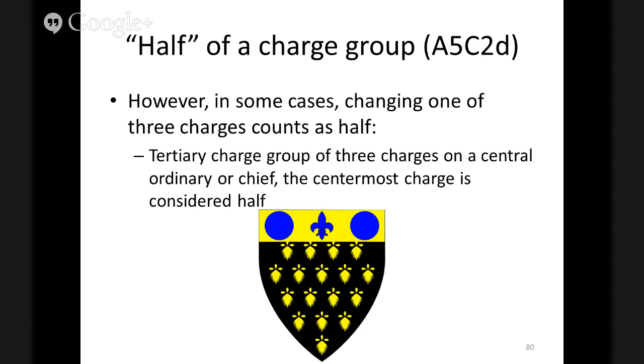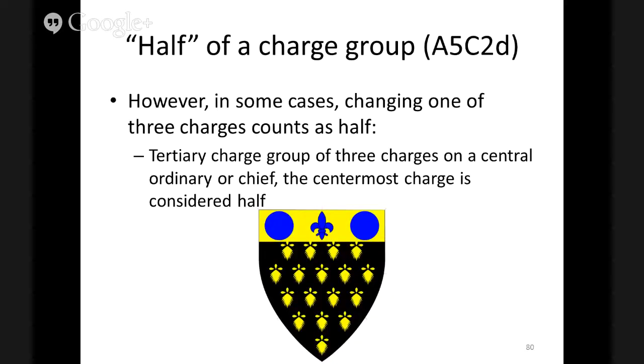So that's a pale on a chief, or you say two roundels and a fleur-de-lis vert? Yeah, I would say... sorry, azure. I would say a fleur-de-lis between two roundels, that's the way I would do it. But changing something about that fleur-de-lis would count as changing half of that charge group.